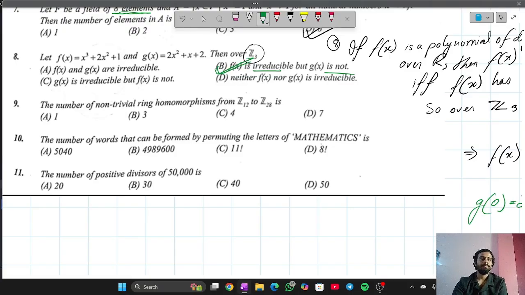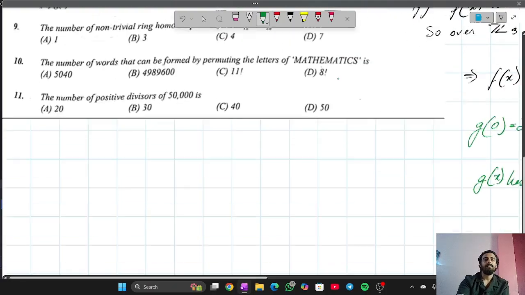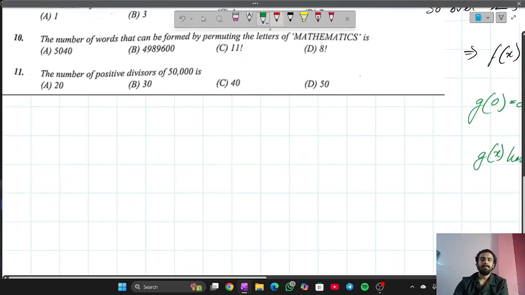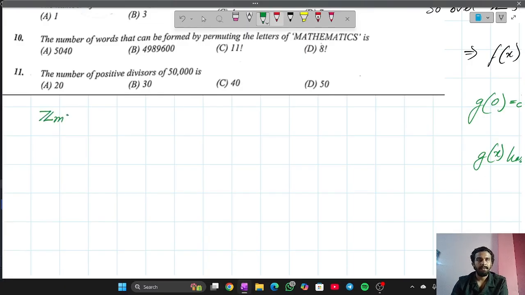Okay, now in question number 9, we have to find out the number of ring homomorphisms from Z12 to Z28. Now the number of ring homomorphisms can be found out between them. So here is the formula. Let me write it down. If we have to find the number of ring homomorphisms from Zm to Zn, there is a formula given by 2 to the power w(n) minus w(n by gcd(m,n)). Okay, this is the formula.